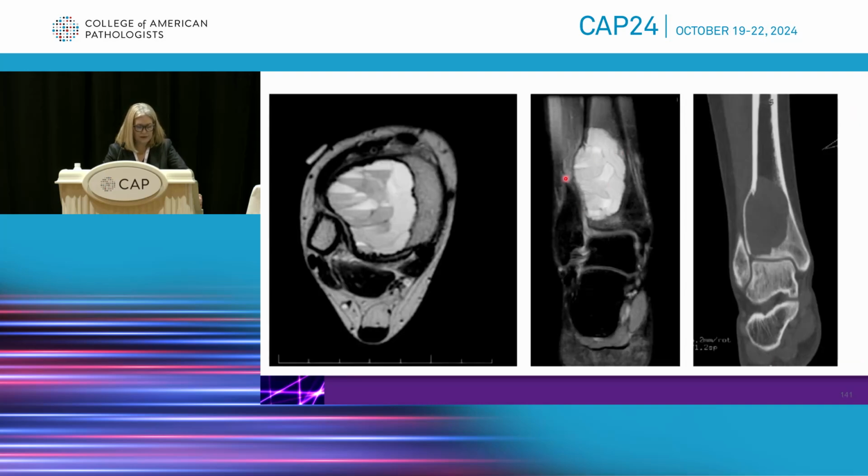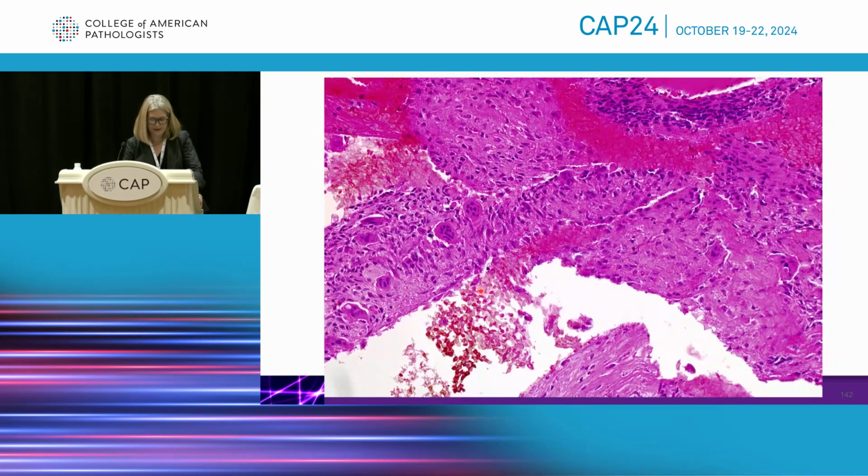Here's another easy one, same issue. After I interpret the imaging, which shows this lesion that thins the cortex but is still intact, and has internal fluid layers, I know what this is. I just get the slides to confirm my diagnosis, and this is an aneurysmal bone cyst. These cyst wall fragments are kind of bunched up here, so you don't get the true cavitary lesion or the cavities with the blood in them.